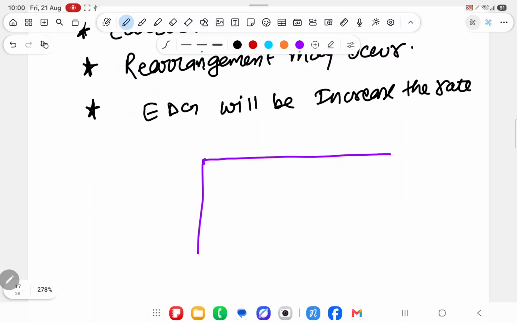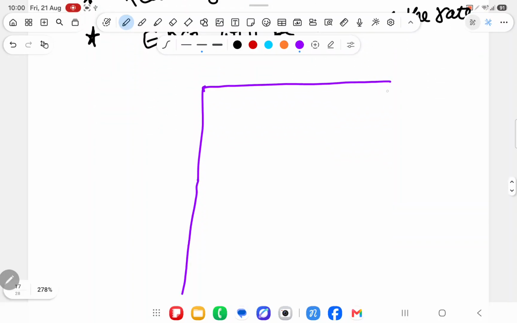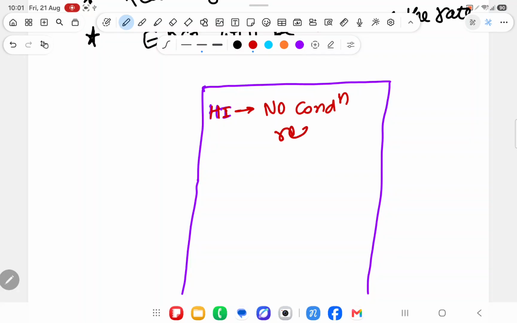Now write some important points about HX. HX will be HCl, HBr, HI. Suppose they have given HI with the same alcohol. Over here, no condition is required. Only you have to take care: you will take NaI in presence of H3PO4.